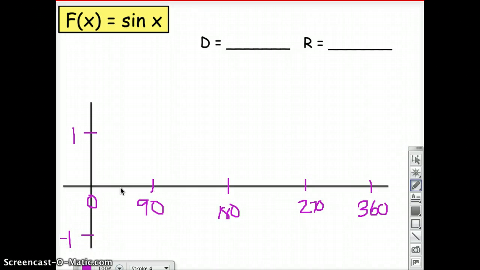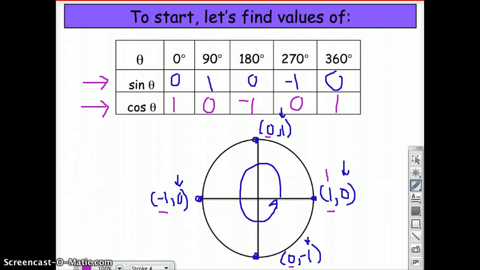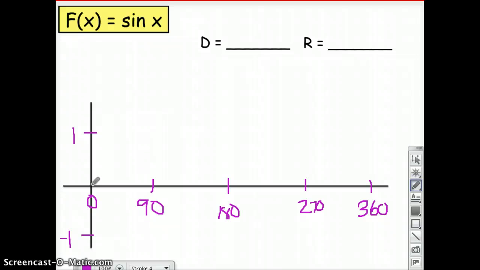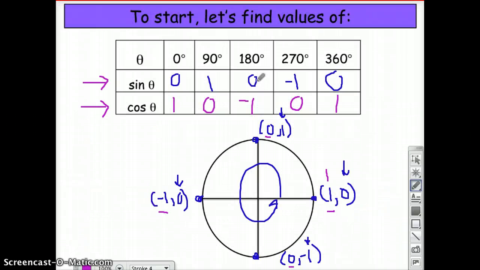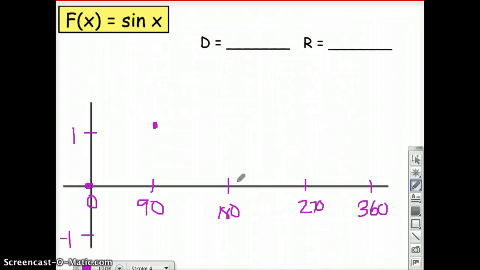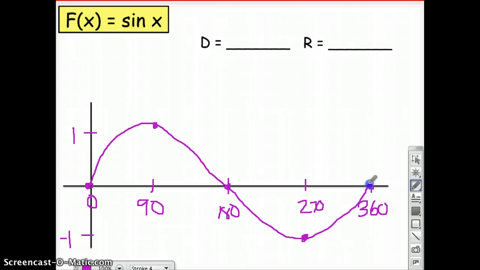So now I'm going to plot my points. So if I backtrack, the sine of 0 is 0, and the sine of 90 is 1. So 0, 0, sine of 90 is 1, sine of 180 is 0, sine of 270 is -1, and 360 is back at 0. And connect with a smooth curve. And this is what one period of the sine graph looks like.